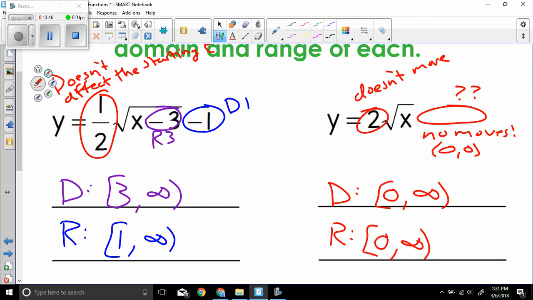And it's that simple. Any time that you do not have, okay, no h value, should look like this. No k value, should look like that.